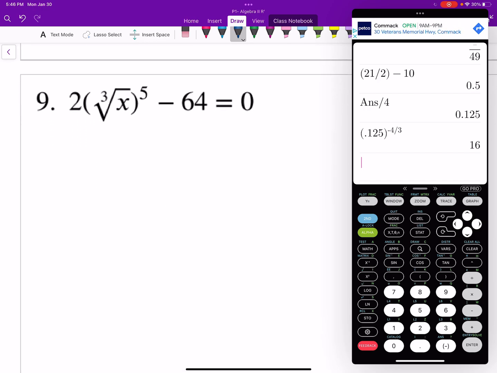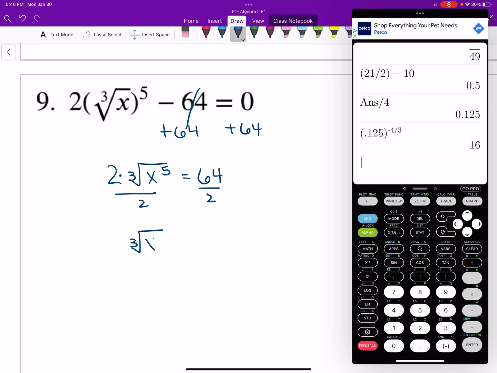Number 9. So I said that the fractional exponents were just like having radicals. So here now this one is just given to you right at the beginning as a radical. Step 1, isolate. Step 2, still isolate. This 2 is multiplying, so I'm going to divide it. So we get the cubed root of x to the 5th equals 32.